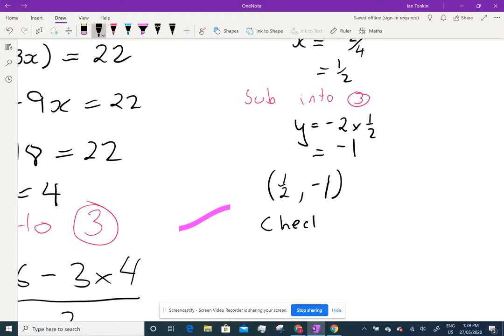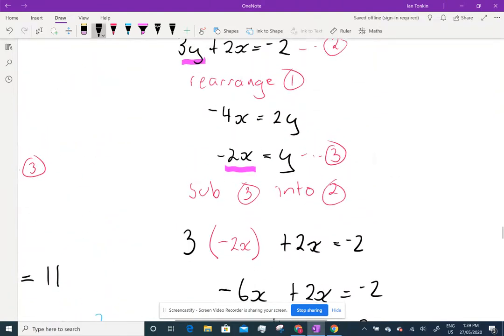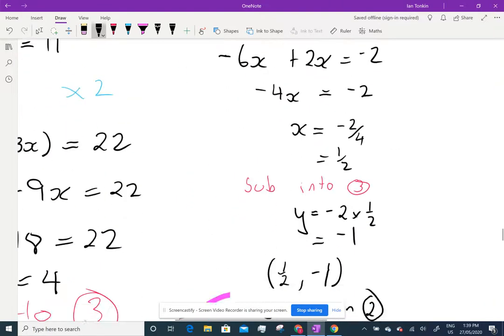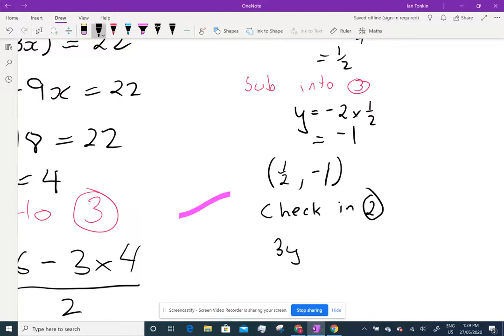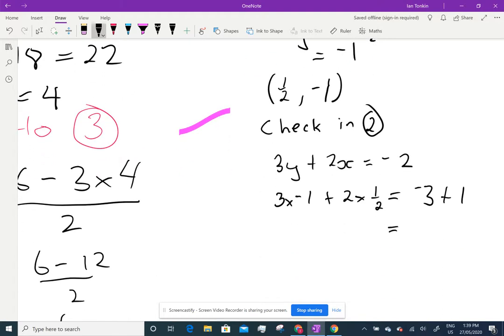So check in 2. Equation number 2 is 3y plus 2x equals negative 2. Well, 3 times negative 1 plus 2 times a half. 3 times negative 1 is negative 3. 2 times a half is 1. Negative 3 plus 1 is negative 2. It checks out.